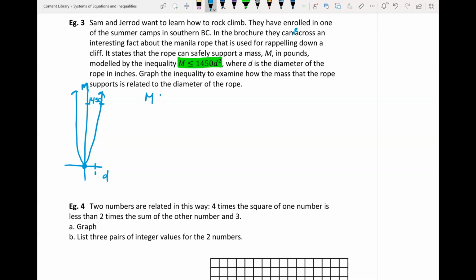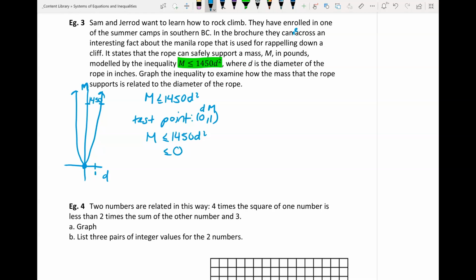Okay, now we want to find our test point to see what area we're going to shade. And we cannot pick (0, 0) in this case because (0, 0) is a point on the graph. So we are going to pick (0, 1). So that means this is my d and this is my m. So m is smaller than or equal to 1,450 d squared.